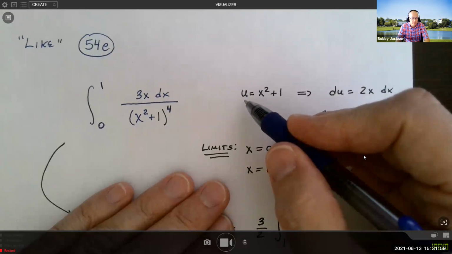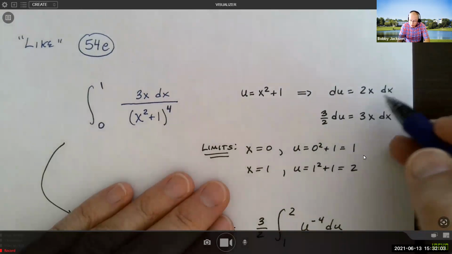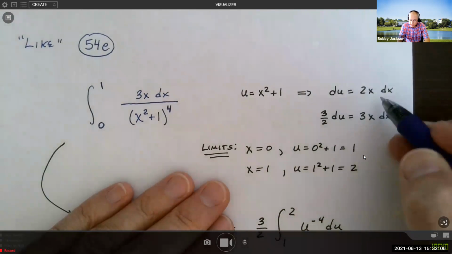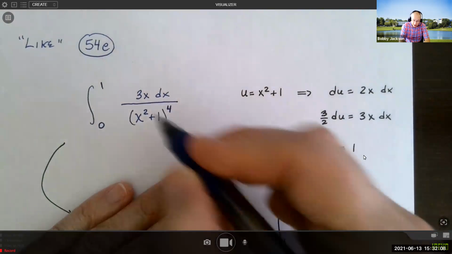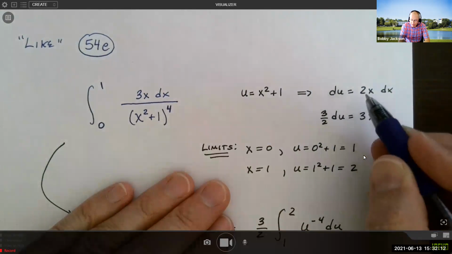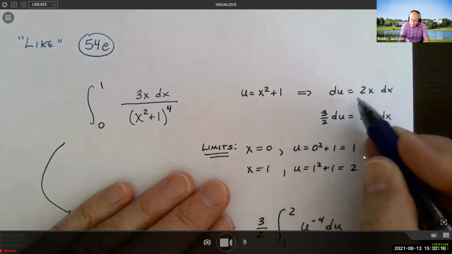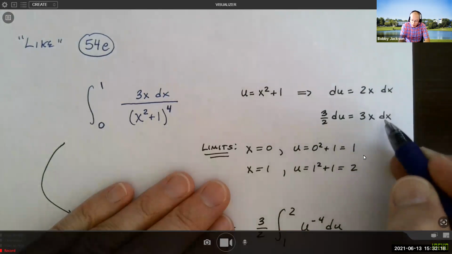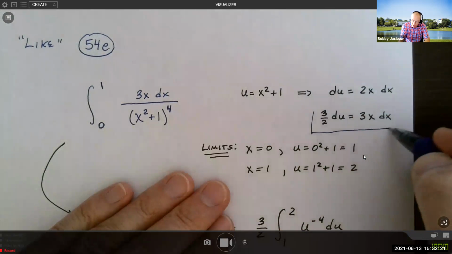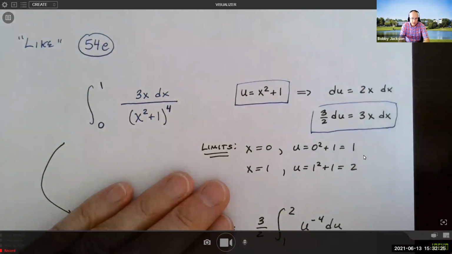It's pretty consistent to be x squared plus 1. So my du, the derivative of x squared plus 1, is 2x. So I get du is 2x dx. The way I'm thinking is I've got a 3x dx. So in order to get a 3 here, I need to multiply by 3 halves. So multiply both sides by 3 halves. 3 halves du. 3 halves times 2 is 3x dx. So there's the relationship I need there. There's my substitution. I'm almost there.